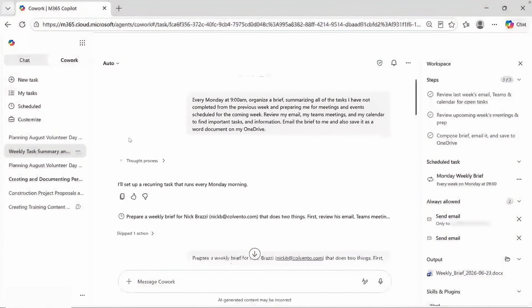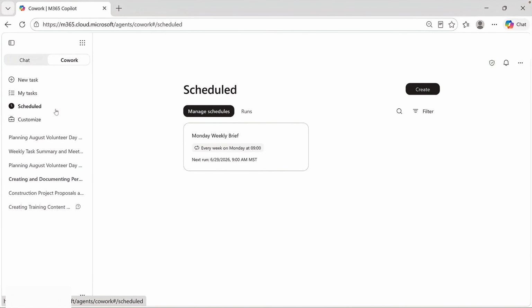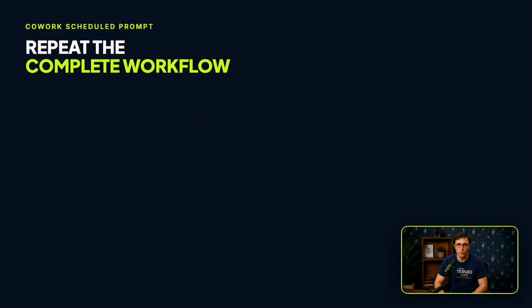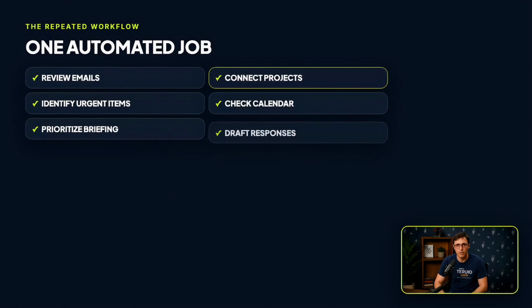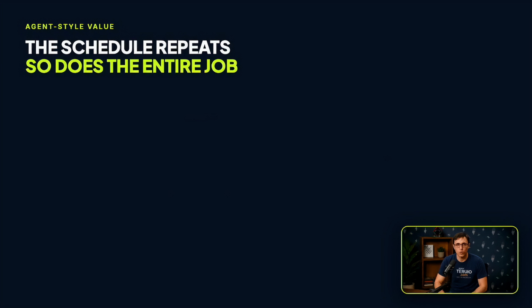Microsoft calls this a scheduled prompt. But it can do much more than simply repeat one basic question. A simple scheduled prompt might ask, "Summarize my unread emails every Monday." A Cowork scheduled prompt can repeat the complete workflow, review the emails, connect them to your active projects, identify the urgent items, check your calendar, prepare a prioritized briefing, and draft the responses that need your attention. The schedule repeats, but so does the entire job. That is where these agent-style tools become much more valuable than a normal chatbot.